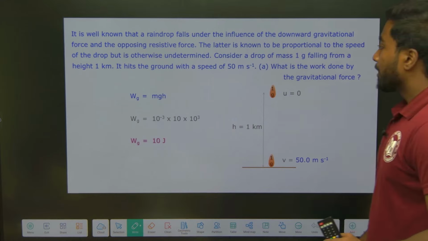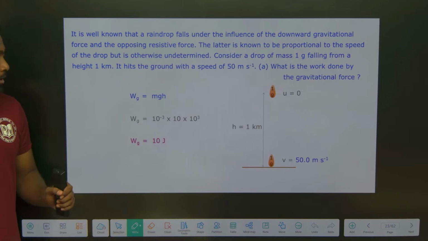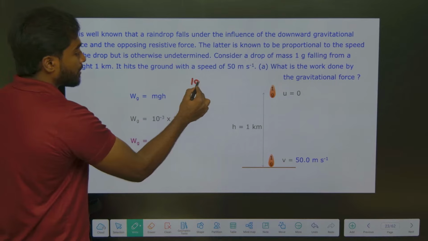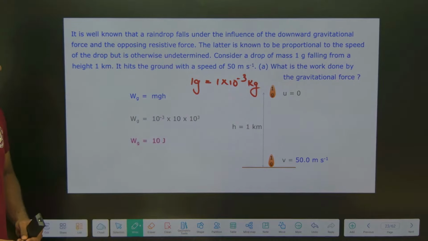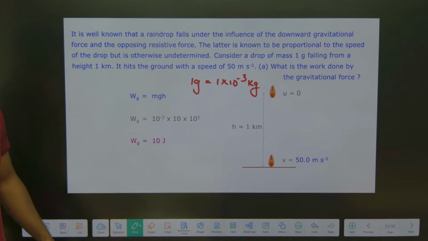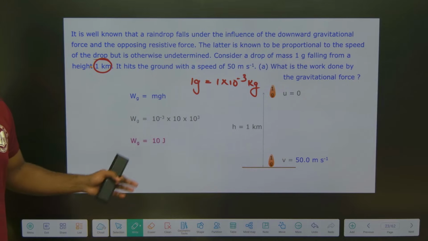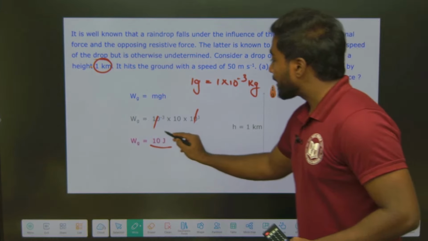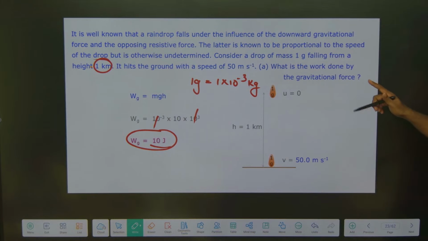First we need to find the work done by the gravitational force, which is nothing but mgh. The mass they have given is 1 gram, which is 1 into 10 power minus 3 kilogram. g they have given as 10, and the height is 1 kilometer, so 10 power 3. The 10 power minus 3 and 10 power 3 get cancelled. So the remaining is 10 joules. It is the work done by gravity. Now I need to find the work done by the unknown resistive force.